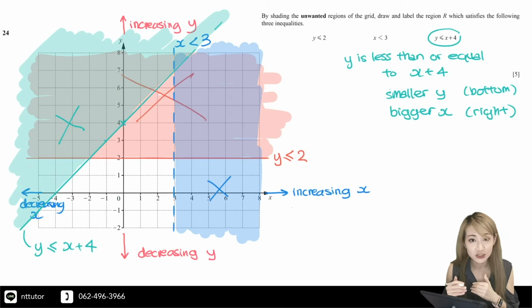And therefore the region that is not shaded is region R. So we will label that as R.